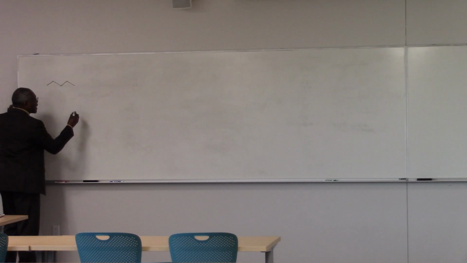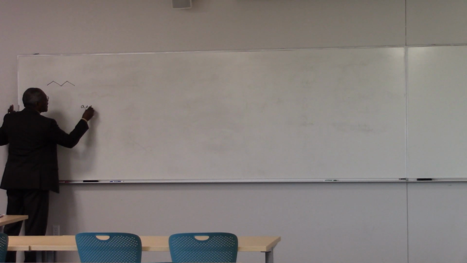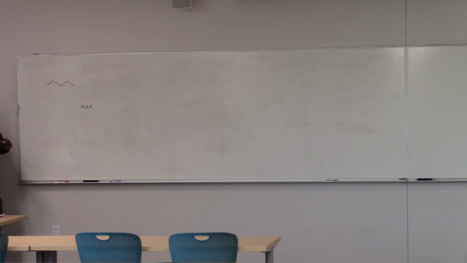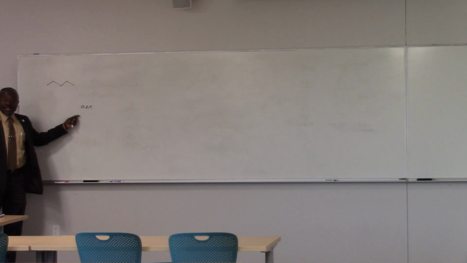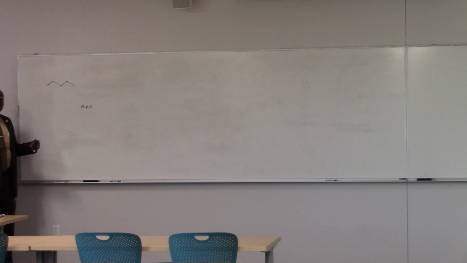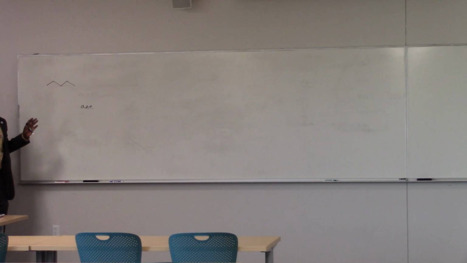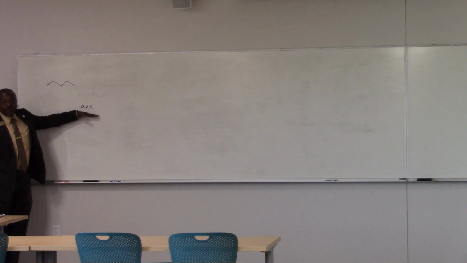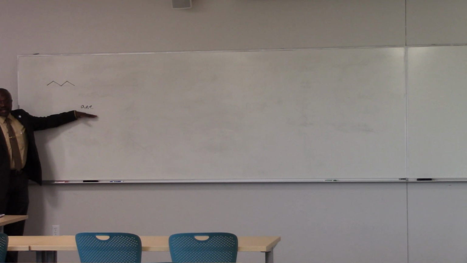So I'm going to write ANE. I'm going to write what we call the base name, ANE, right? And when we name organic compounds, it's sort of backwards. We name the base name first. So it's ANE, because it's an alkane.